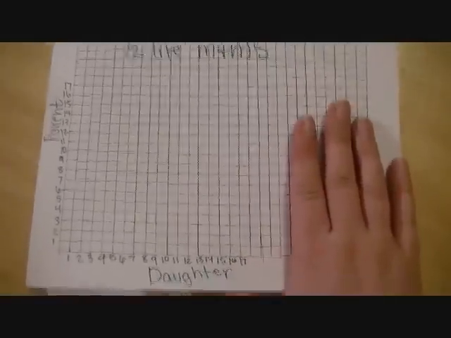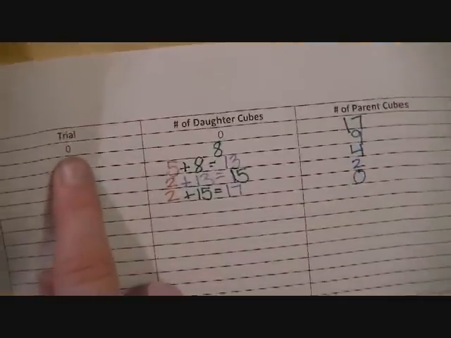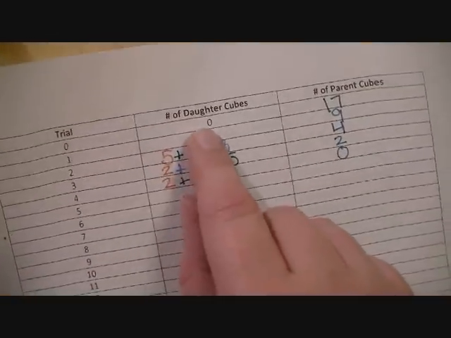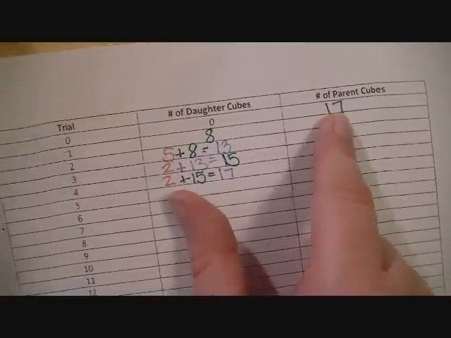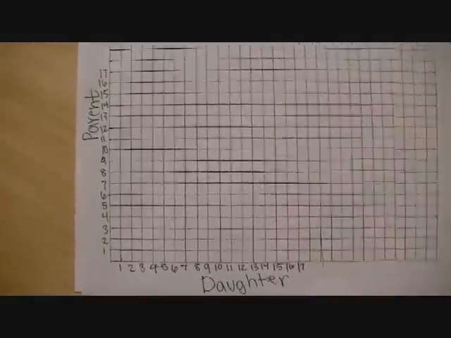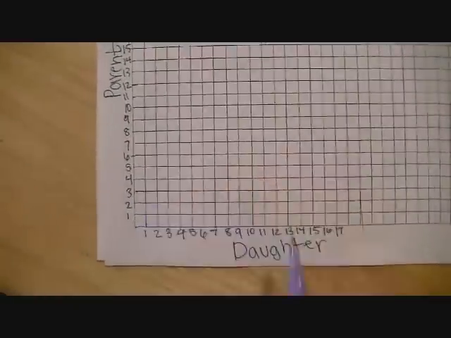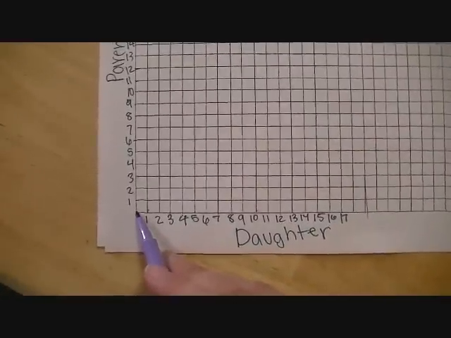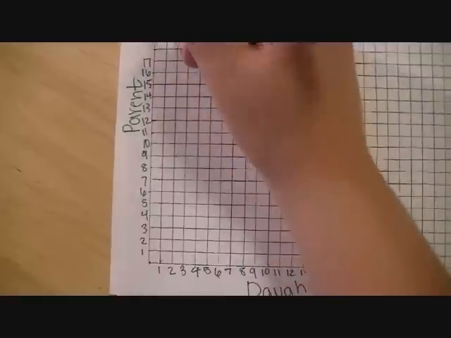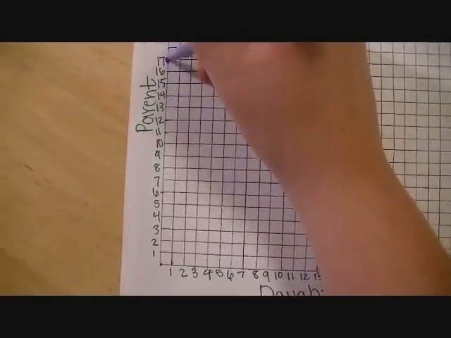So, our very first trial, which is trial 0, right there, we have 0 daughter cubes and 17 parent cubes. So what I'm going to do is plot 0 daughter cells right here and 17 parent cells. So I'm going to put a point right there.